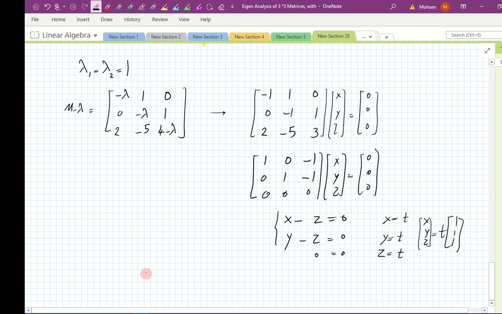So our eigenvector v2, you want to call it v2, you want to call it v1. When you're going on WebAssign, pay attention to the notation. v1 or v2 is just 1, 1, 1. There is only one eigenvector that is shared between the two of them.